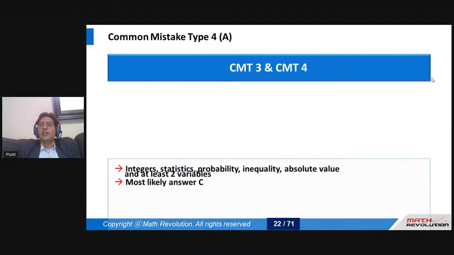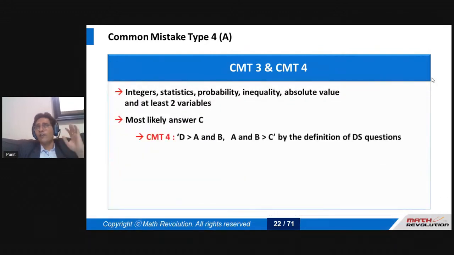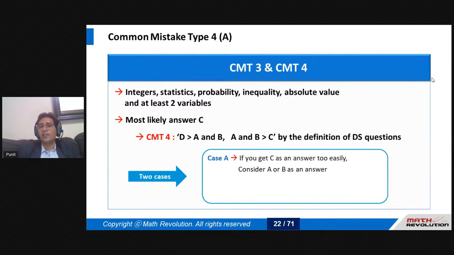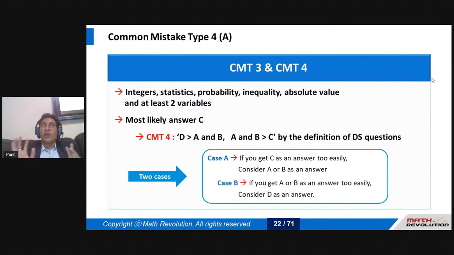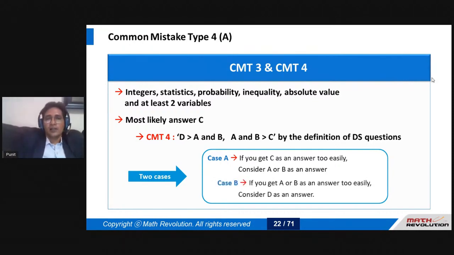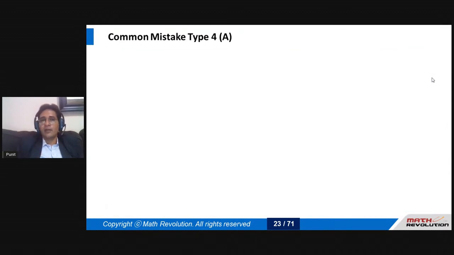If you're getting C as your answer very easily, you have to choose A or B. And if you're getting A or B very easily, you have to choose D. So these are the two cases. Case A says, if you get C as your answer too easily, consider A or B as an answer. And case B says, if you are considering A or B as your answer easily, choose D as an answer. People who are learning or have learned the variable approach would be able to make this out very quickly, and this will definitely help you save a lot of your time in the question.